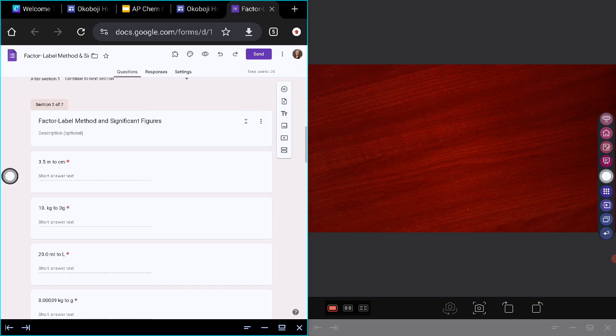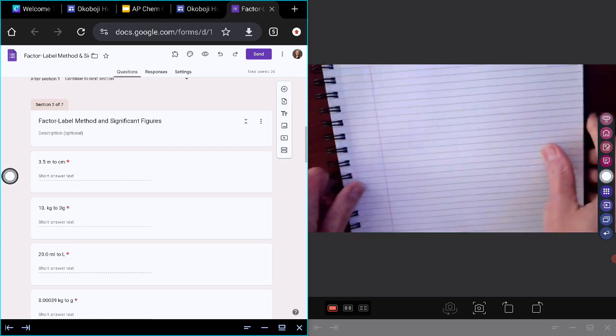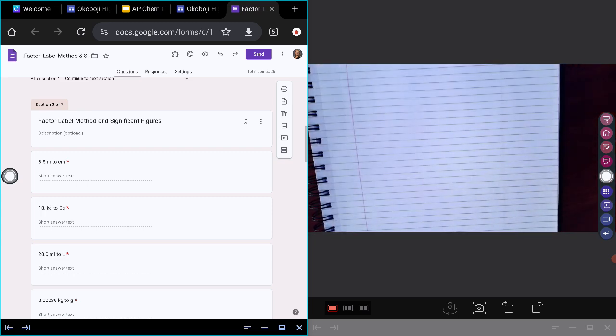And I will work it with you. So again, if this were your quiz, you would write at the top quiz. This is a practice quiz, so I would write practice quiz, or if I said factor label method worksheet. Alright, so practice quiz, start your first one. You will get 1 point for writing your given quantity. That is a very easy point to get.